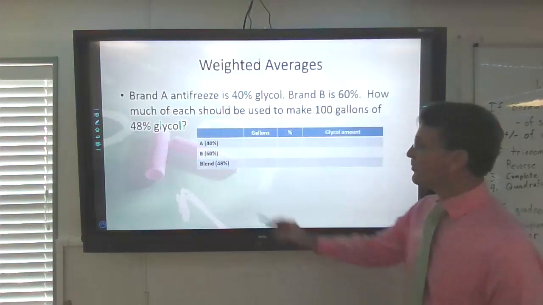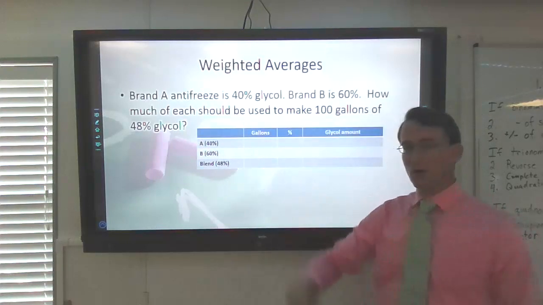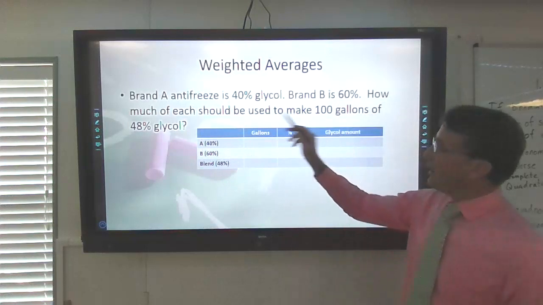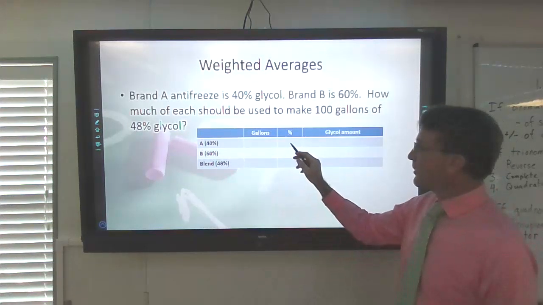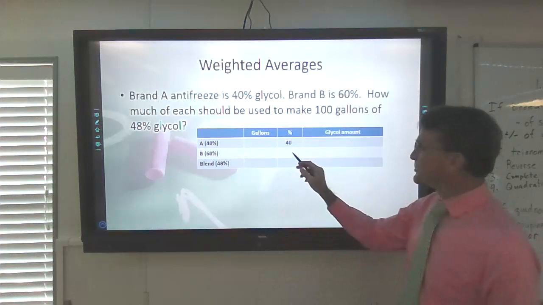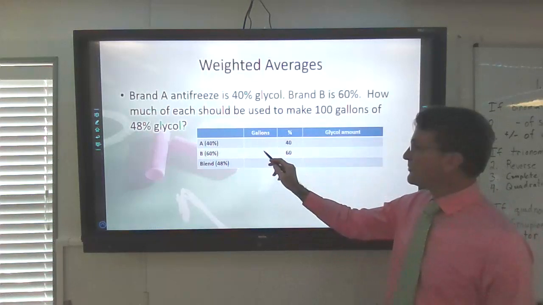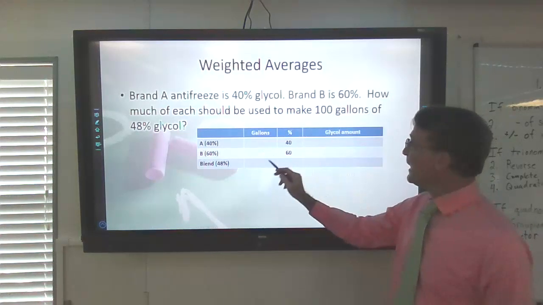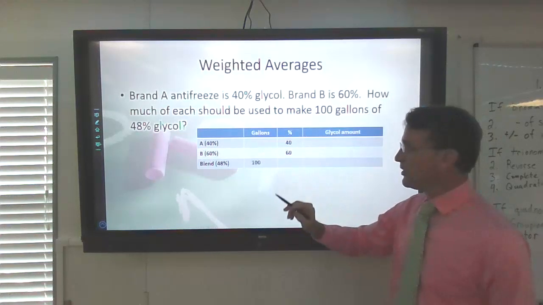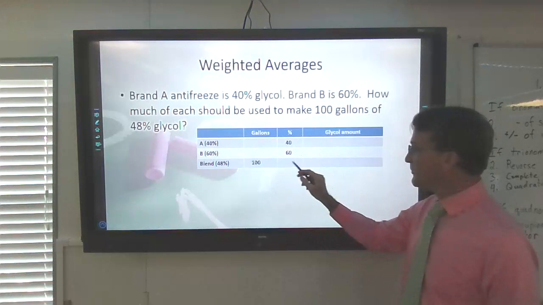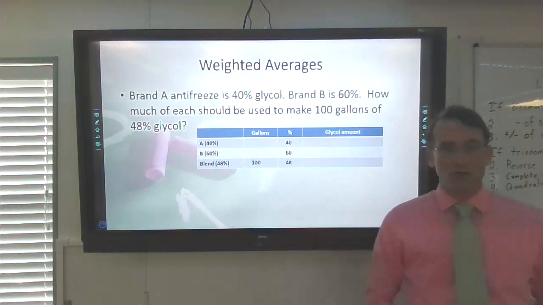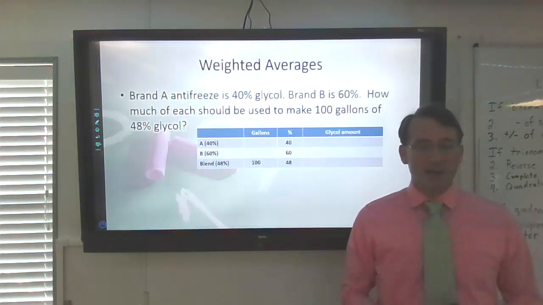If you set up the table, I've got brand A, brand B, and then our blend. I have 40% glycol for antifreeze A, 60% for B, and I need to know how many of each of these I need in order to get 100 gallons of my blend. So I'm going to put 100 gallons right there, and it is going to be 48% glycol. So this is all the values that I know.